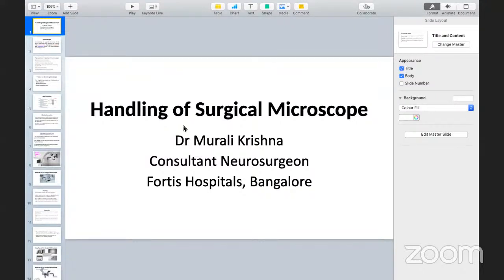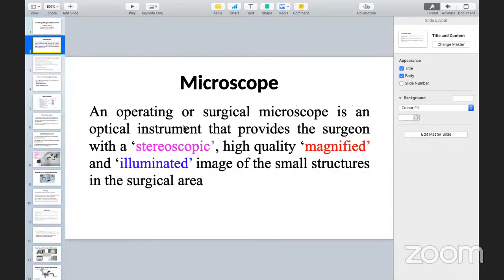So this is basically a topic about the handling of a surgical microscope. The surgical microscope has revolutionized the practice of modern spine surgery. The three major advantages of the system are better illumination, magnification, and stereoscopic and coaxial vision. The microscope has contributed to the welfare of the surgeon through improved ergonomics.